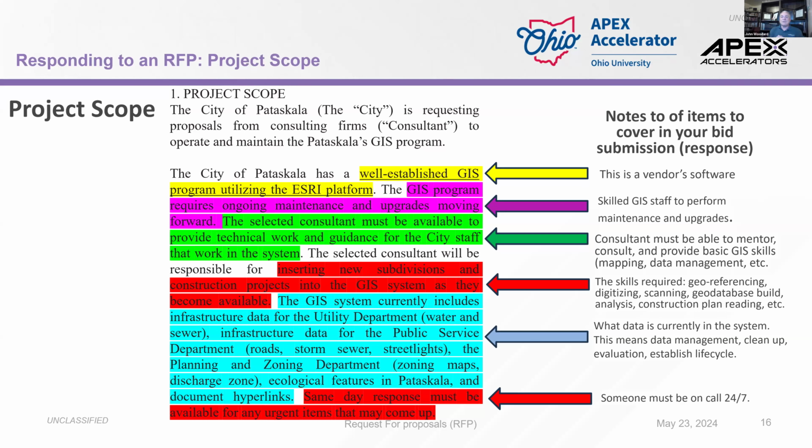And then notice the red line at the bottom. Same day response must be available for any urgent items that come up. That means I have to assign somebody to that city system 24/7. So that gives me about 2 to 3 pages on my technical approach right there. And that's the 1 paragraph project scope, but that's what I'm pulling out of it all.